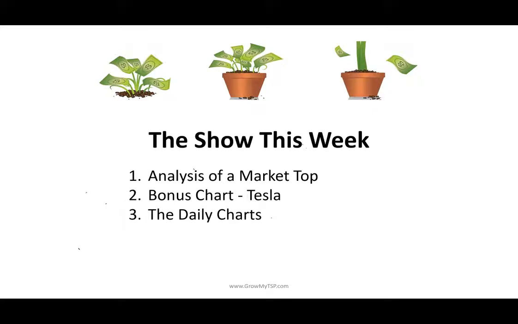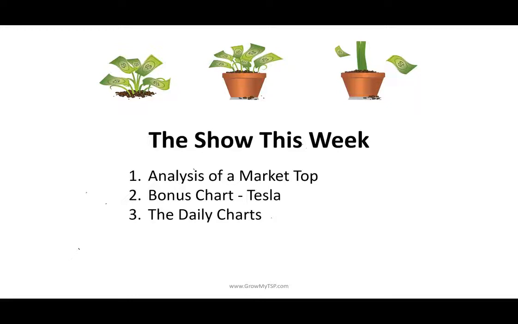So this week we're going to take a look at an analysis of a market top. We're going to take a look at what it takes basically to anticipate a top, what a top looks like while it's happening, and what the final lines in the sand are, sort of seeing or recognizing a top in the rearview mirror. The bonus chart is going to be Tesla.